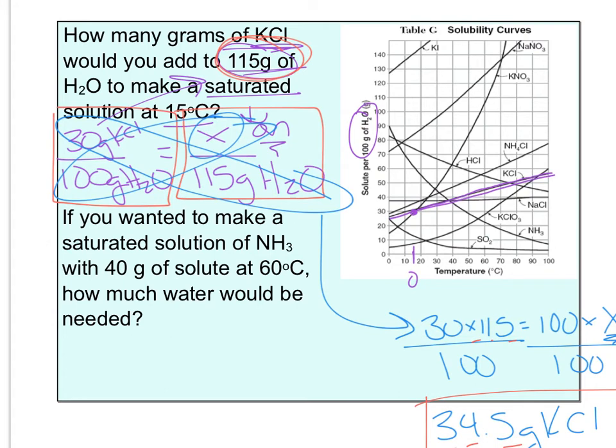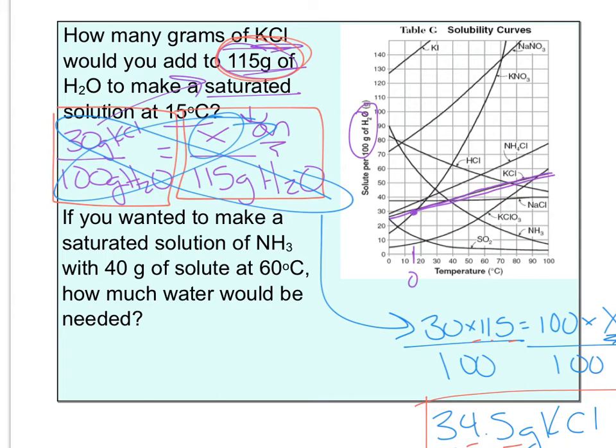All right, so now the last one. If you wanted to make a saturated solution of NH3 with 40 grams of solute at 60 degrees Celsius, how much water would be needed? So now this one's kind of flipped. Now I want to know how much water I want to add with this particular amount of solute. We're going to use the same method that we did for the last problem.